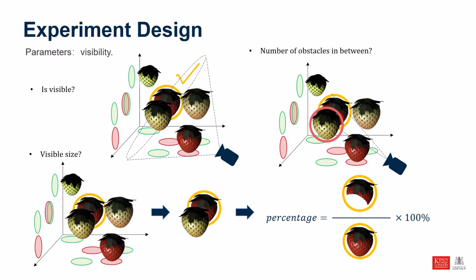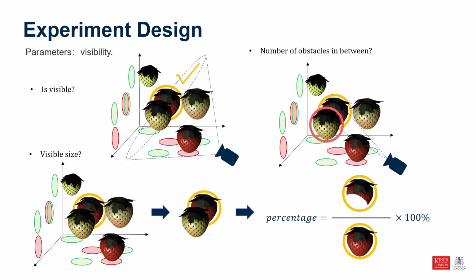The second part is the visibility parameters, which include whether the target is in the field of view of the camera, the number of obstacles between the player and the target, and the percentage of the target that is visible. In this example, the target strawberry is the red strawberry in the yellow circle in the middle.